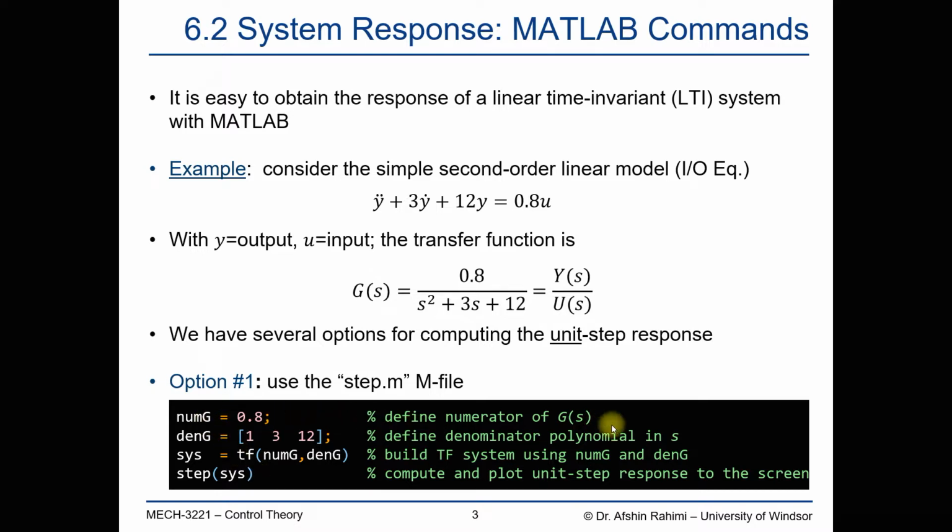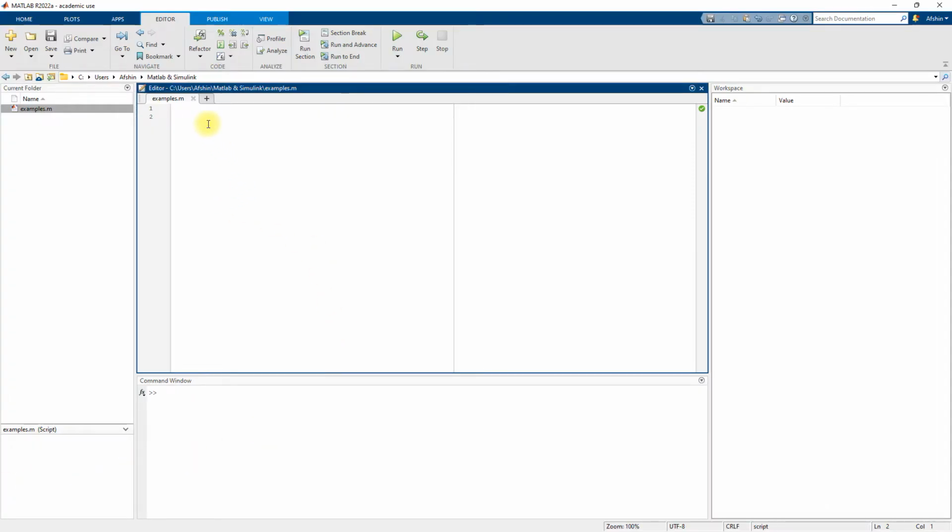Each line of code has its own description or comment that tells you what each line is doing. We're going to type these commands in MATLAB, run them, and see what we get. So let's go to MATLAB. I have already opened the script file and saved it with the name examples.m. So we should be ready to start writing our code and running it.